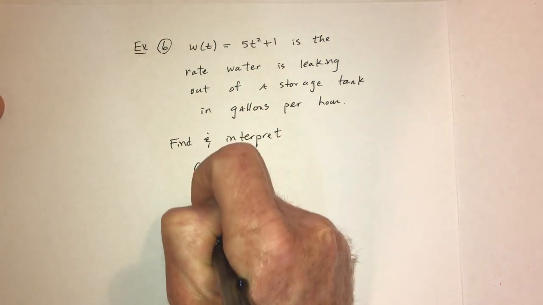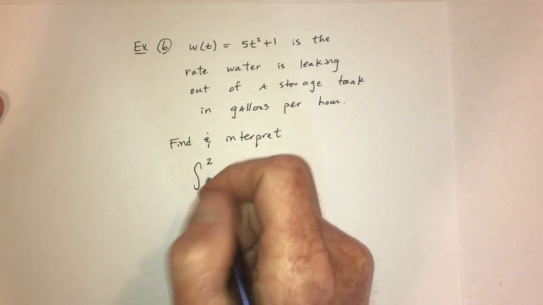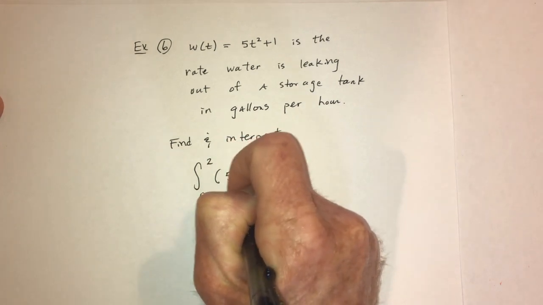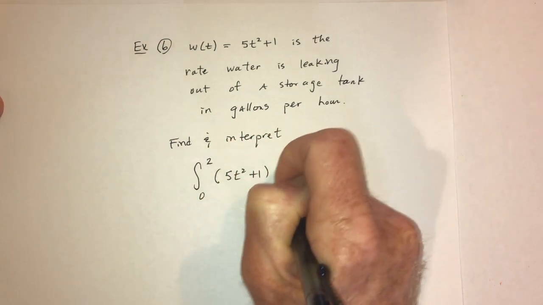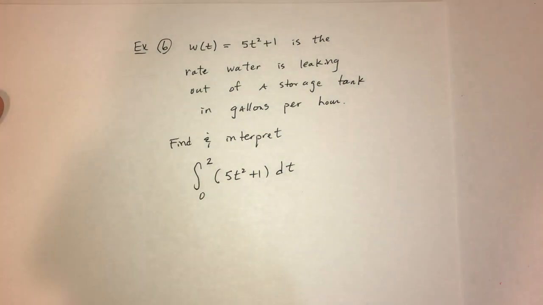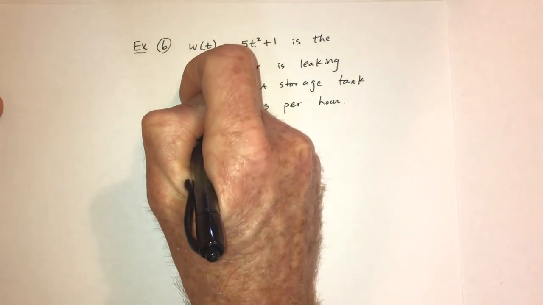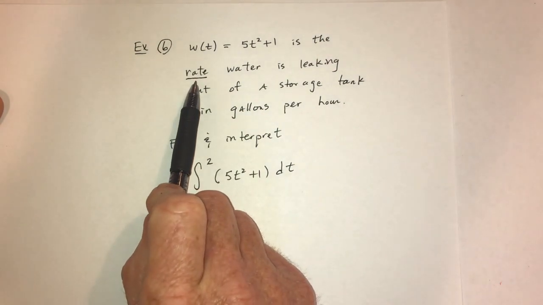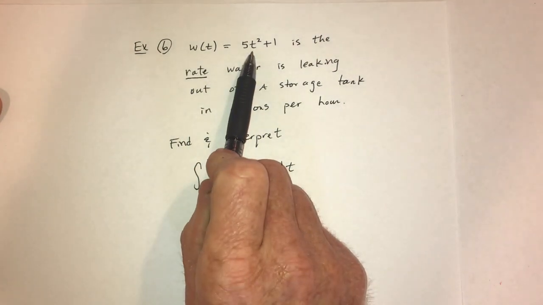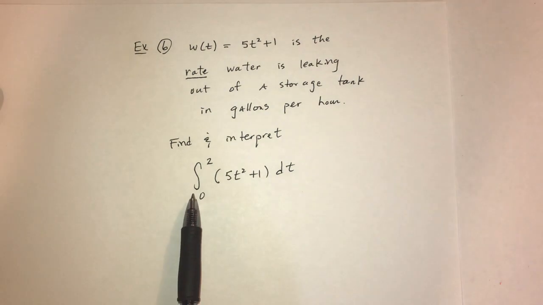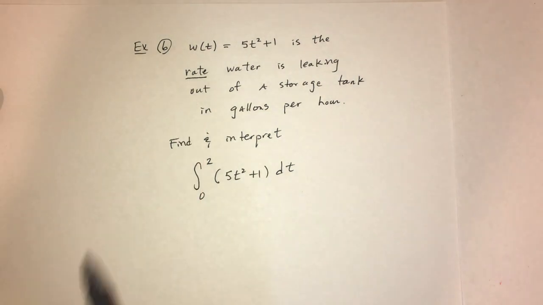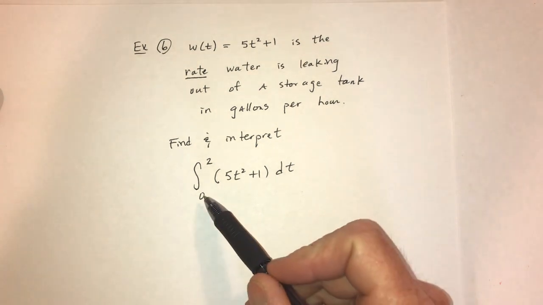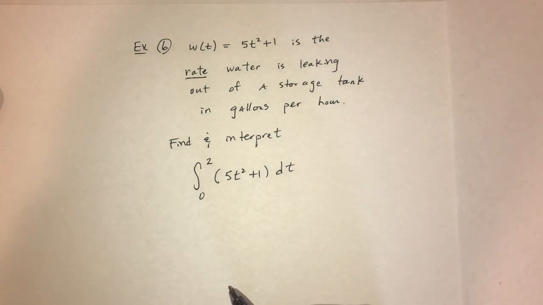If you integrate from 0 to 2, this function. So this is very much like the last question because you're given the rate. In other words, you're given the derivative. And if you integrate it, then it's not the rate anymore, but it's the amount of water. So this is going to be the total amount of water that they lose over the first 2 hours.